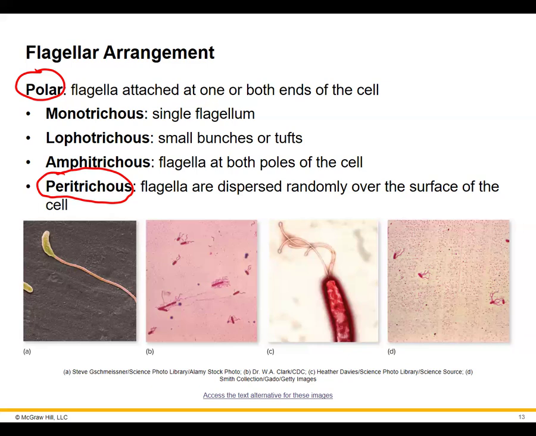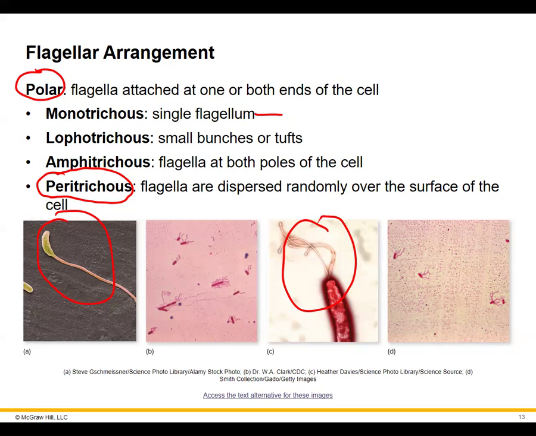So monotrichous, you have one flagellum, it has to be at one pole or the other. This first image that we're looking at is a really long flagellum on this particular bacterium, but you can see it sticking out like that. It is monotrichous, one flagellum. All right, lophotrichous will have tufts. This is the image here that we can see in C. E. coli is pretty famous for this one, having a big old tuft on its butt, if you will. It's just a whole little bunch of them stuck on one end of the cell.